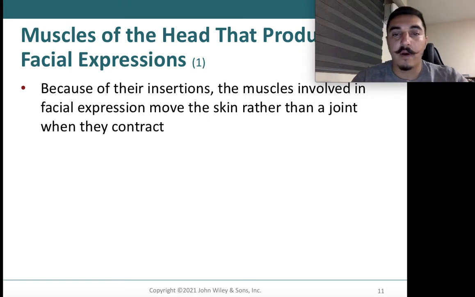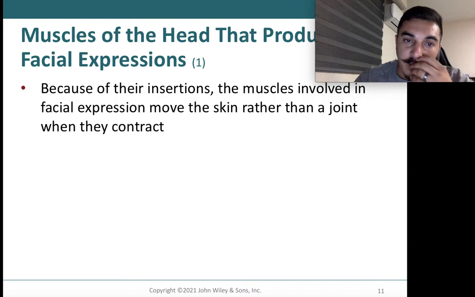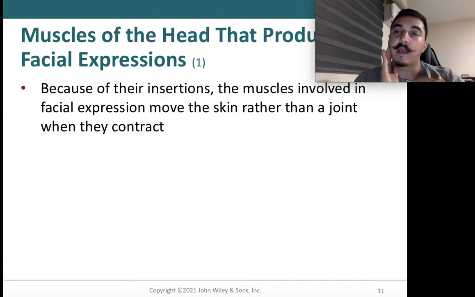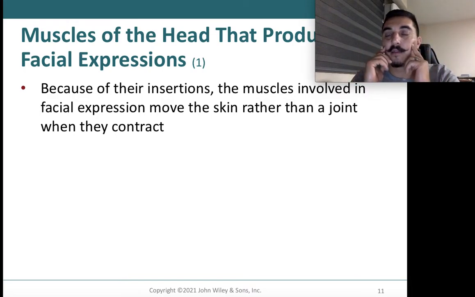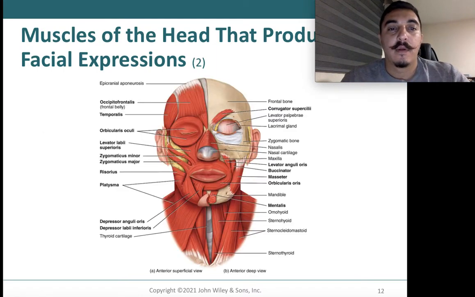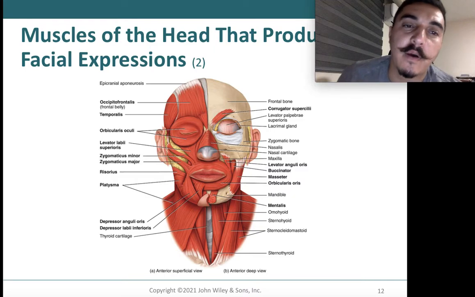The muscles involved move the skin rather than a joint. Instead of moving another bone, like a bicep that moves our radius and ulna up, these muscles move the skin. So when we smile, it's more like moving the skin, not really the bone itself. Okay, so here are our muscles of the head.